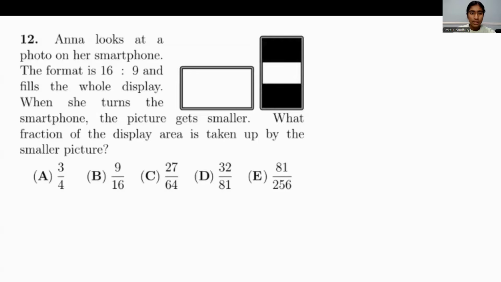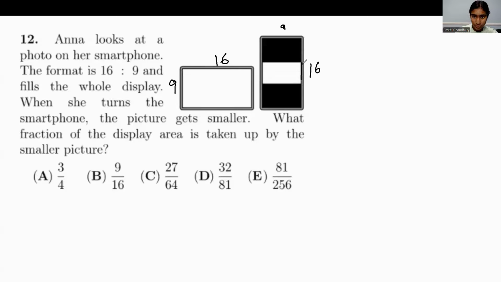Number 12. Anna looks at a photo on her smartphone. The format is 16:9 and fills the whole display. When she turns the smartphone, the picture gets smaller. What fraction of the display area is taken up by the smaller picture? So first, we know the dimensions of her phone are in ratio of 16:9. And since she only turned her phone sideways and it didn't change shape, it's still 16:9. However, the photo did change shape. So now, instead of the shorter side being 9, the longer side is 9.